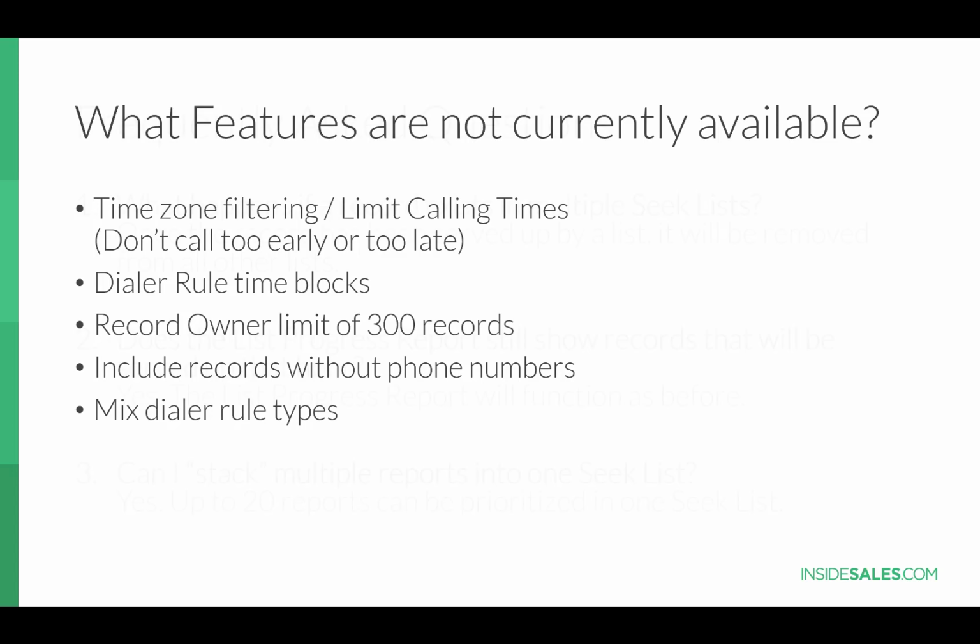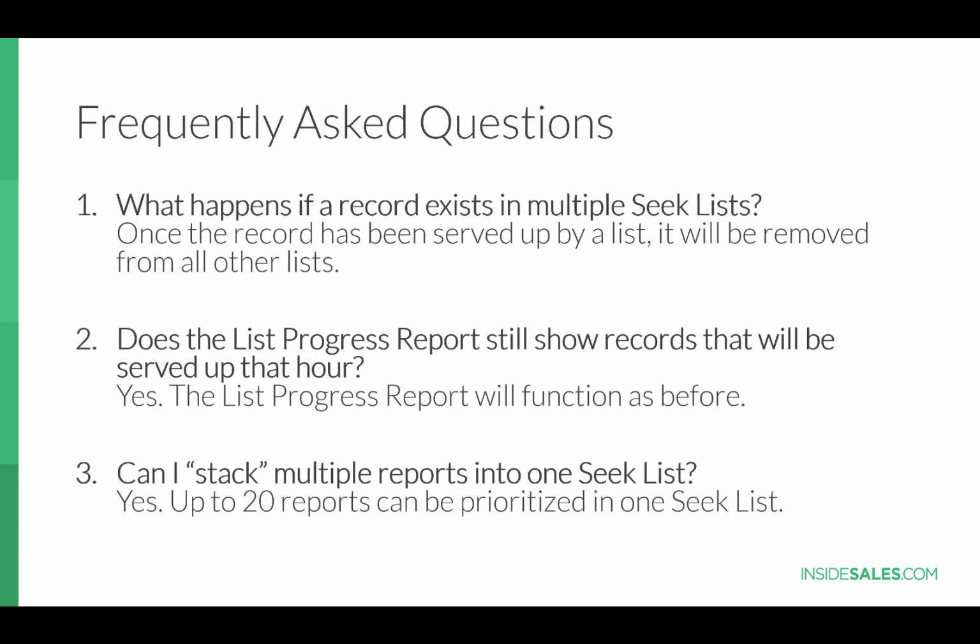For more information about what features are included on the product roadmap, you can reach out to your customer experience manager. And finally, some frequently asked questions. Number 1, what happens if a record exists in multiple Seeklists? Well, once the record's been served up by one list, it will be removed from all other lists. But if the record isn't dialed and it meets the criteria of the other lists, then it will be added back to the dialer cache the following hour.